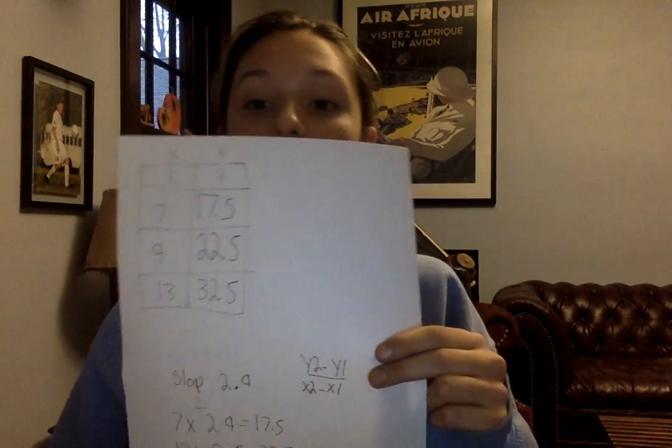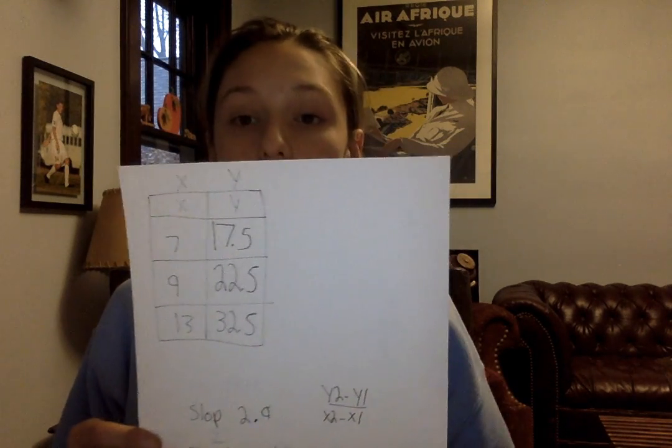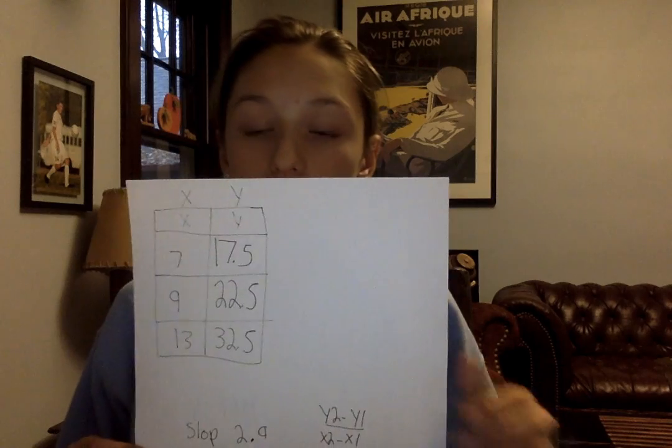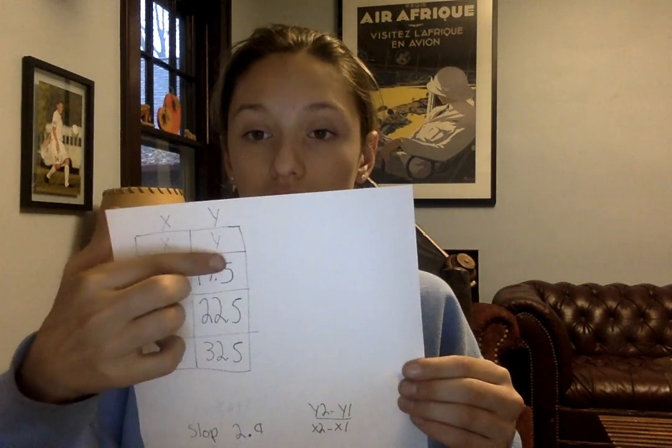So therefore, this table is proportional, which means that it has a slope or a constant rate of change that you can multiply everything on the x side by and it'll give you the y side.